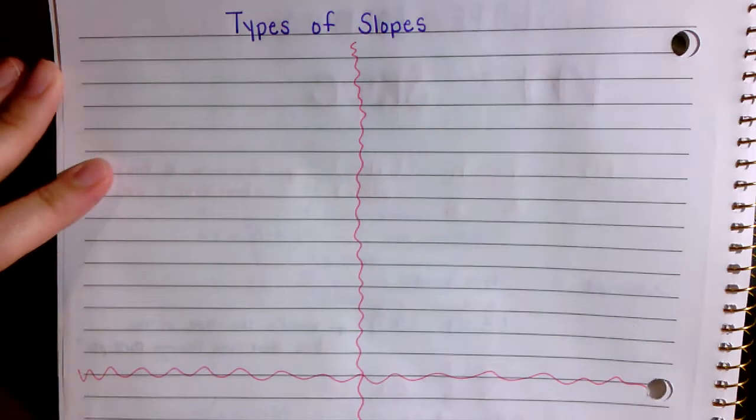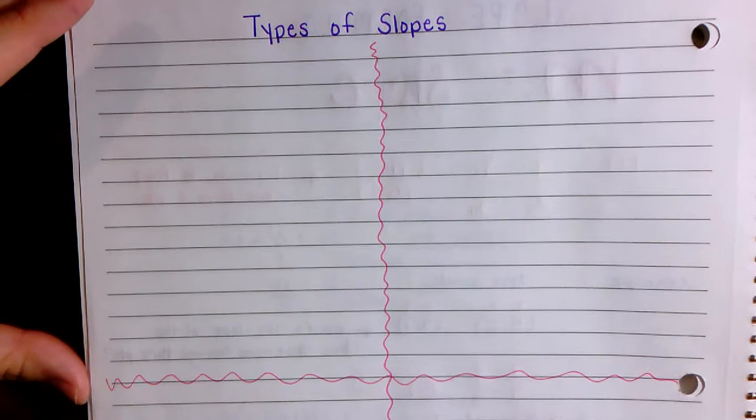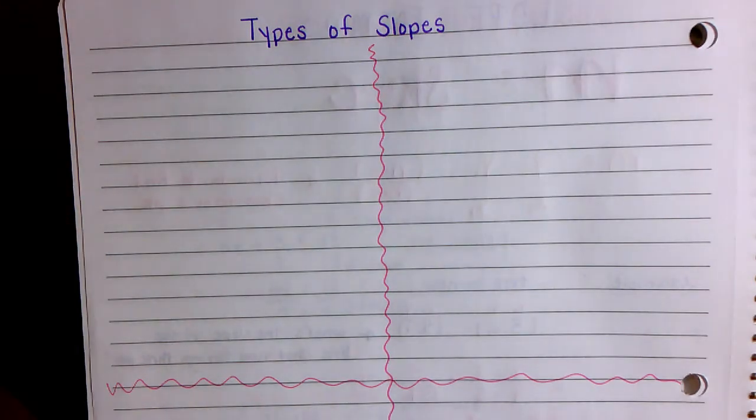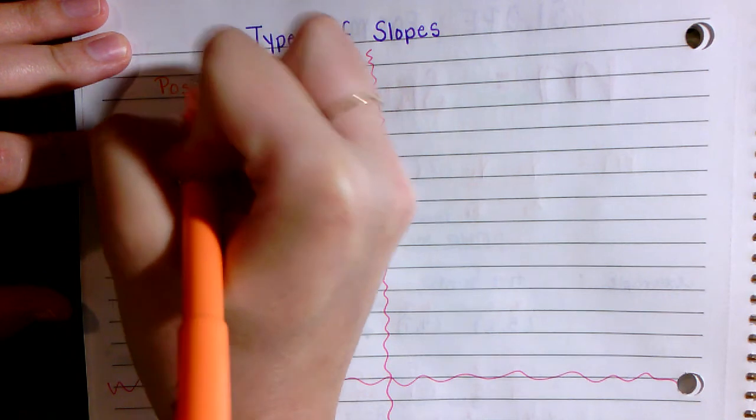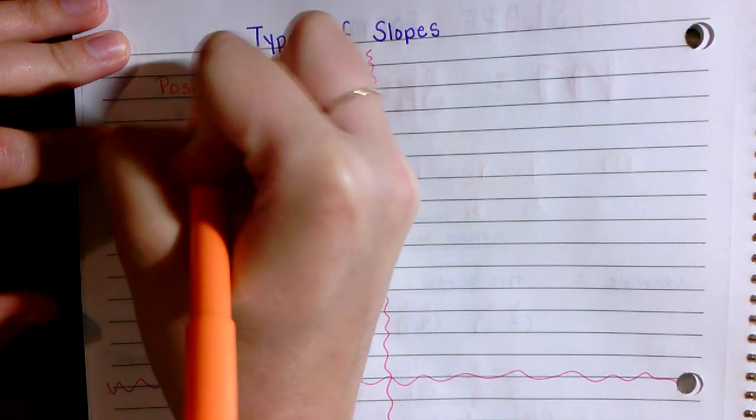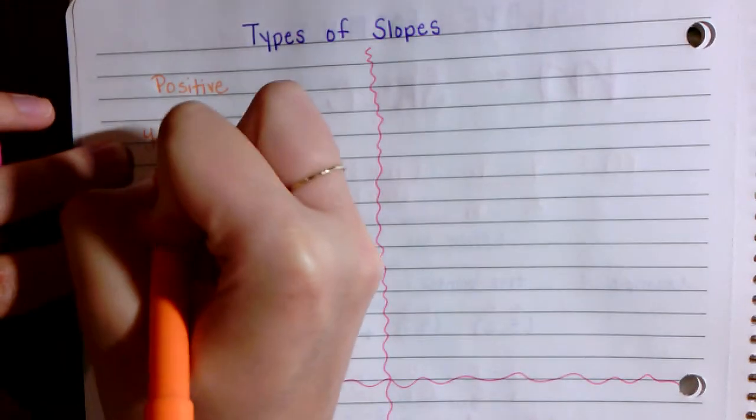And there's a video, I'll probably link it, called Slope Dude. It's very annoying. It gets stuck in your head. You'll never forget. So, in this first one, I'm going to show you what a positive slope looks like.